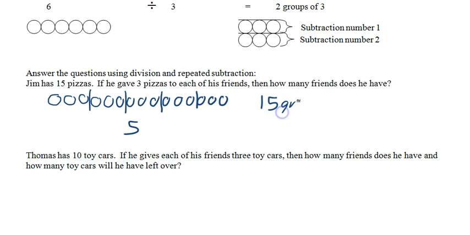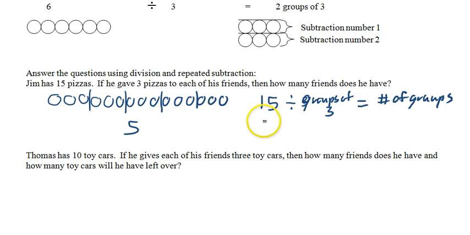Sorry, not 15 groups. It's 15 divided into groups of 3. And then the number of groups is our answer. So when you read it, it's what we're starting with, 15, divided by the size of a group, and it gives you the answer, 5. 5 friends, because that's the group that we're making. We're making friends. So I want you to try the next one.